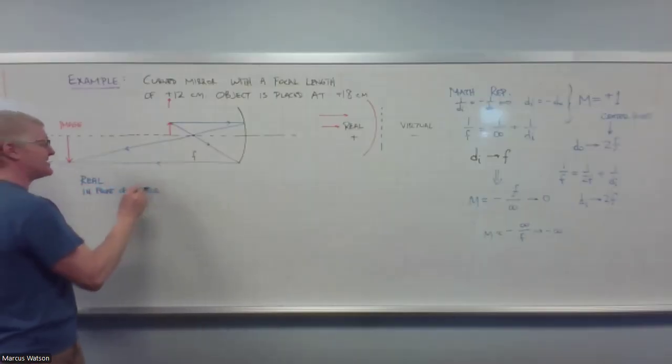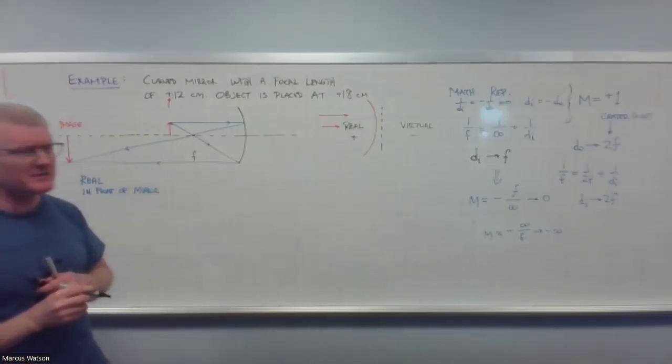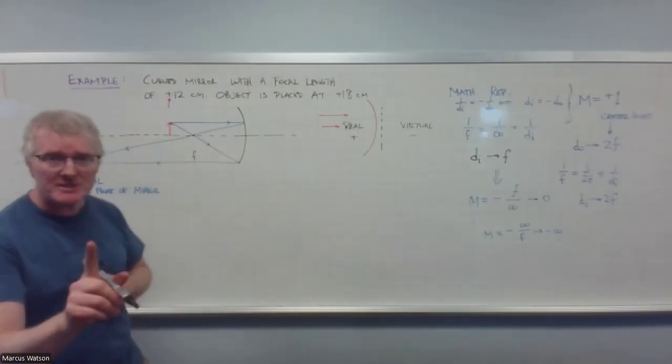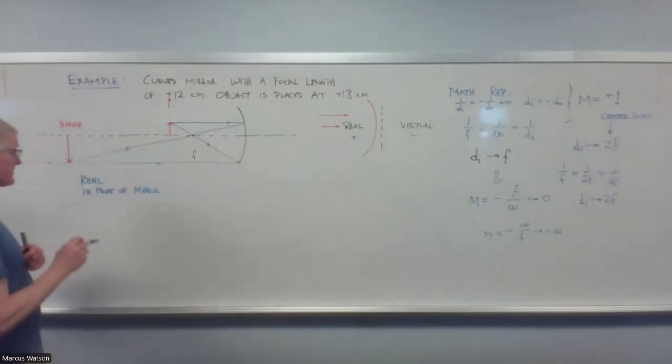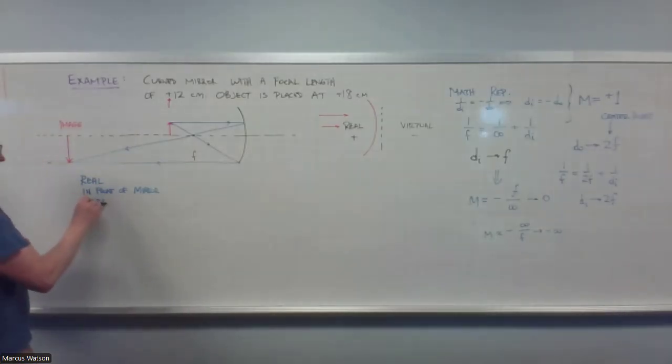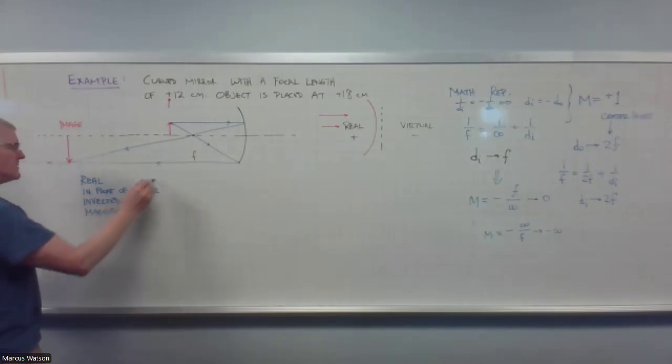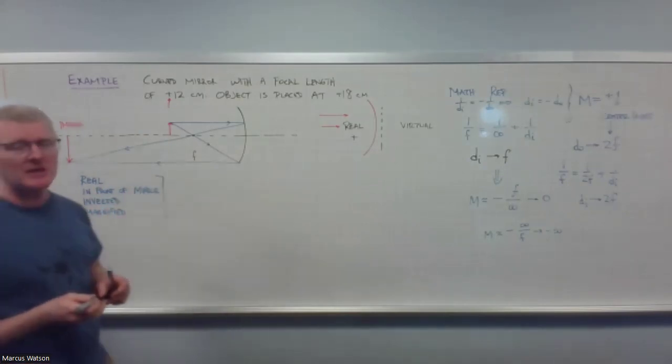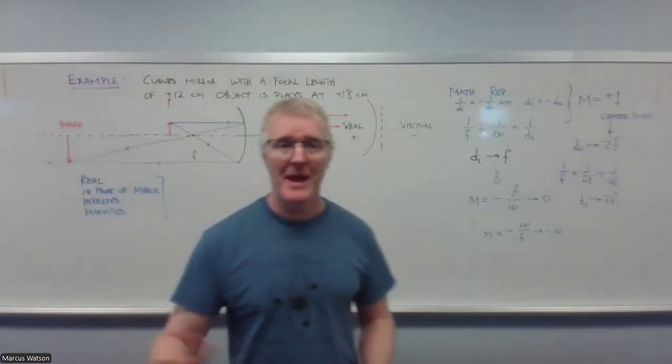And the image distance is large compared to the object. Did I say that right? Yes, the image distance is large compared to the object distance. It's inverted, and it appears to be magnified. Okay, so these are the answers to my 4 questions. Those come right off the ray diagram.